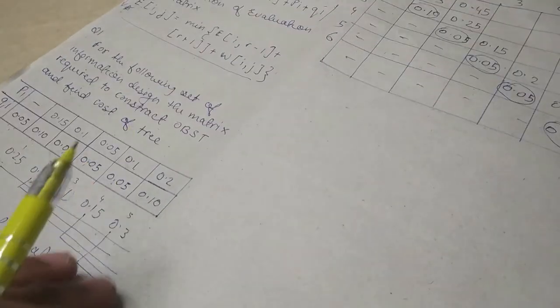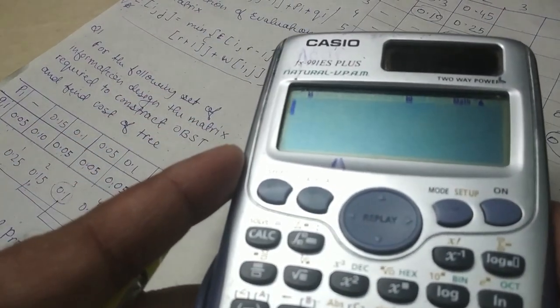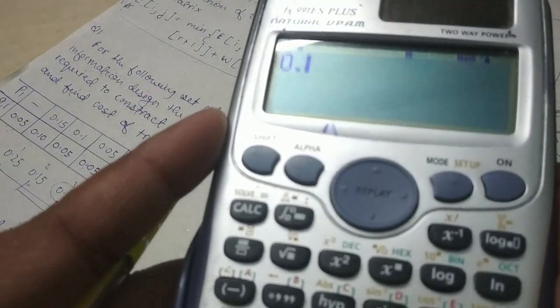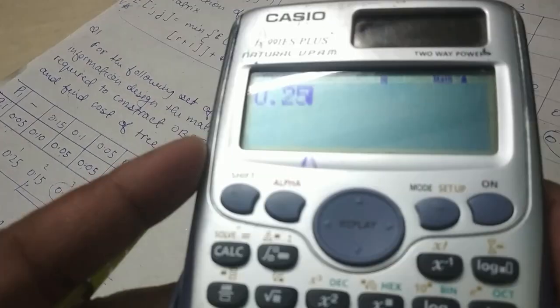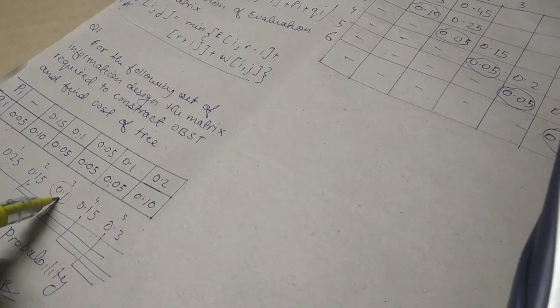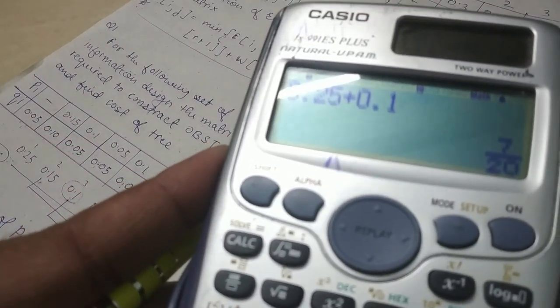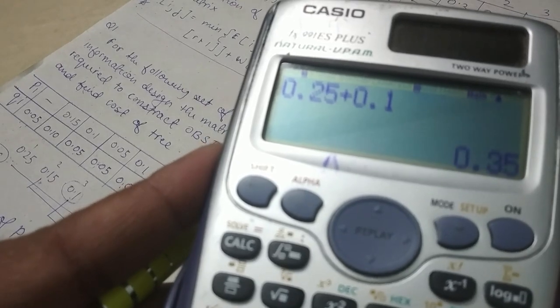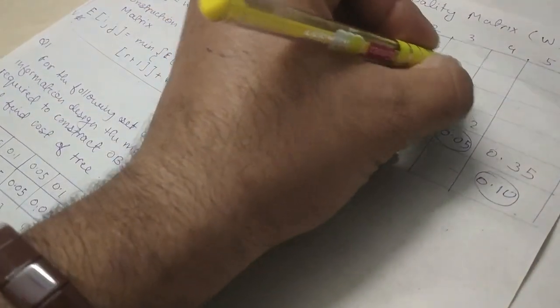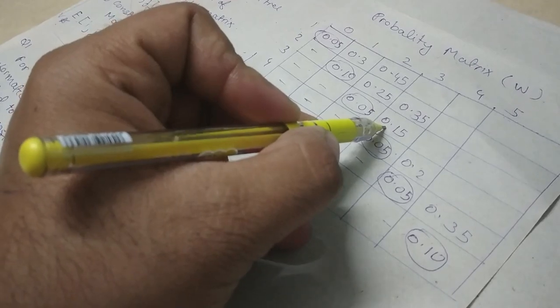So likewise, I have to calculate this value, so I will use 0.25 plus the value number of 3, which is 0.1. So let me show you, the answers are correct. 0.25 plus, what is the value of 3? 0.1, which is 0.35. So I am not solving further, I am just writing the answers now.